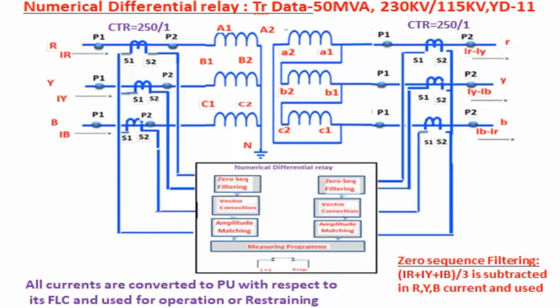Now the measuring unit or measuring program compares both, and it depends upon the condition. If the differential current is more than the set value, immediately it will give a tripping command. All currents are converted to PU with respect to their full load current and used for operation and restraining.